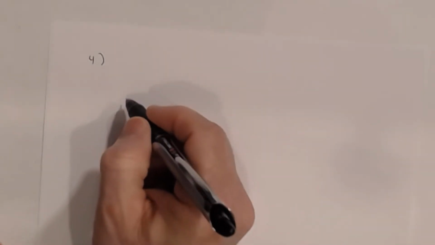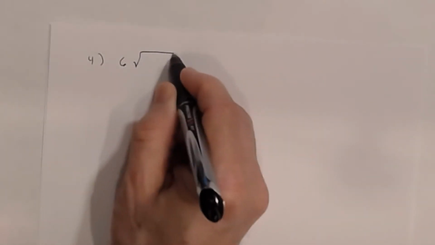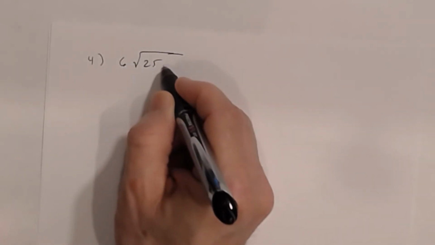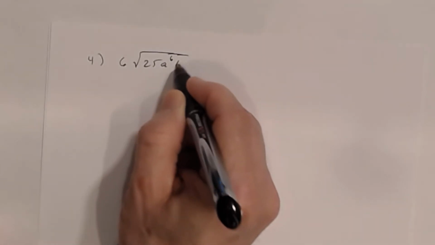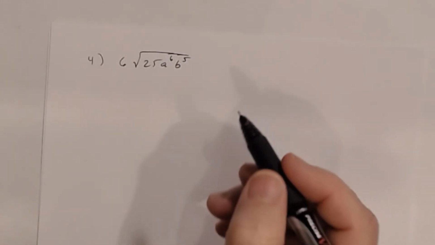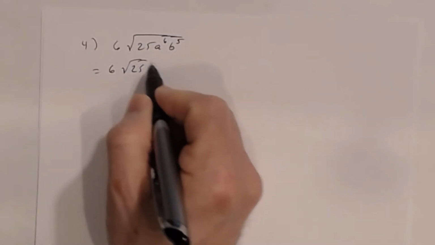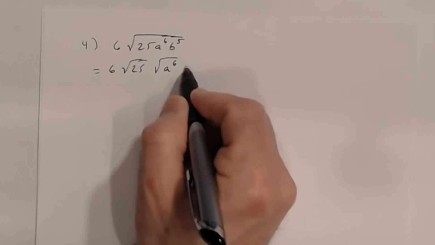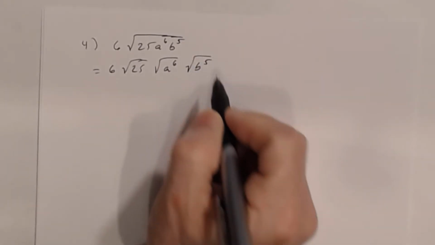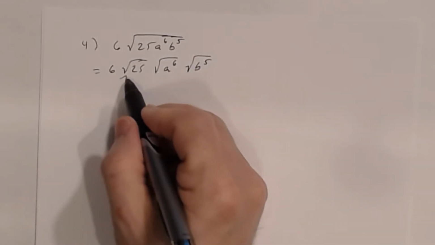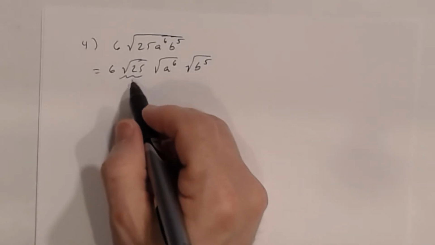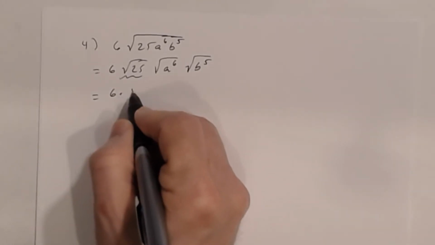So number 4, we have 6 times the square root of 25 a to the 6th b to the 5th. All right, and so I'm going to rewrite this using the product rule. So this will be the 6 square root of 25 times the square root of a to the 6th times the square root of b to the 5th. And then the square root of 25 is 5. That's an easy one. So this becomes 6 times 5.